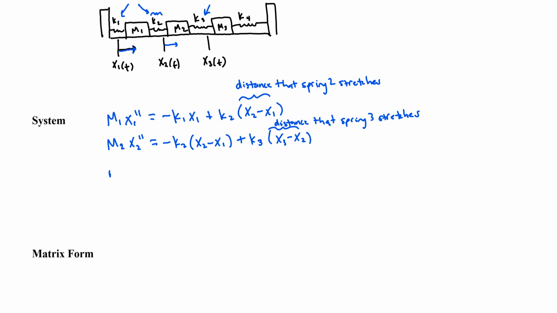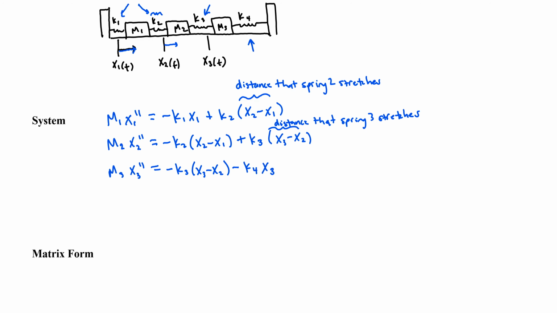Finally, we've got one more equation, mass m sub 3 with displacement x sub 3. So there's mass times acceleration from Newton's second law. And we have spring constant negative k sub 3 times the net displacement of spring 3. But we also have spring 4 acting on mass 3. So we're going to end up with negative k sub 4 times x sub 3.